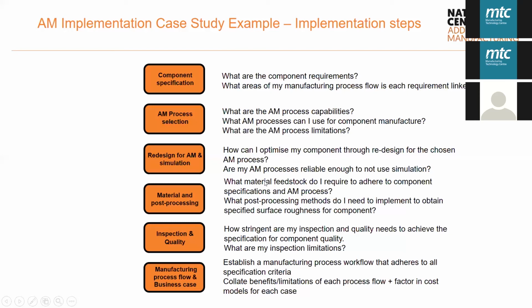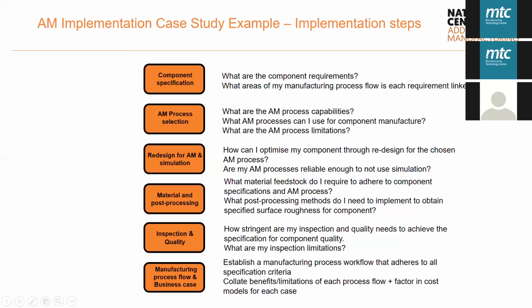Materials and feedstock: I understand what material I need from the component requirements, and I understand what materials my process can use, but in what sort of feedstock am I supplying my material, a wire or a powder, and does it adhere to the specifications of the AM process that I've chosen? Also, post-processing steps: what methods do I need to implement in order to obtain the surface roughness that I might require from a component? Inspection and quality: how stringent are my inspection and quality needs to achieve the component quality, and what are the inspection limitations? Do you have any line of sight limitations, for example?